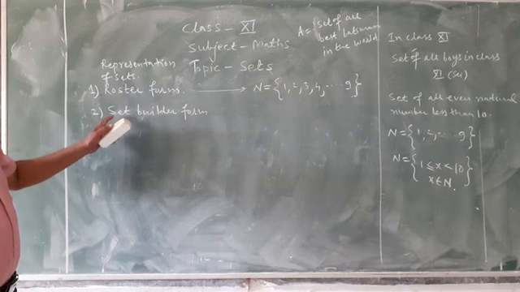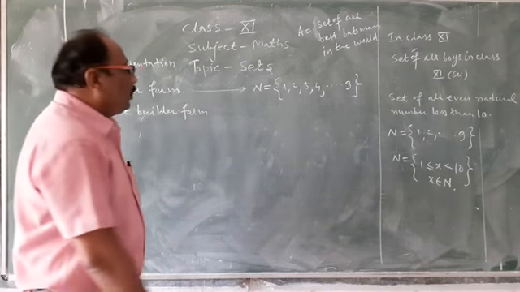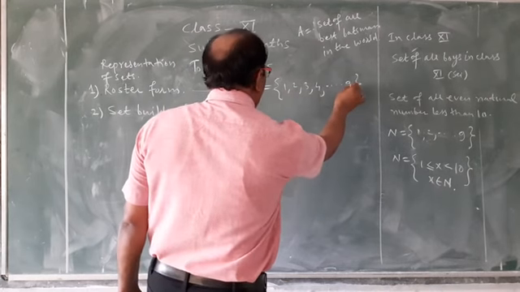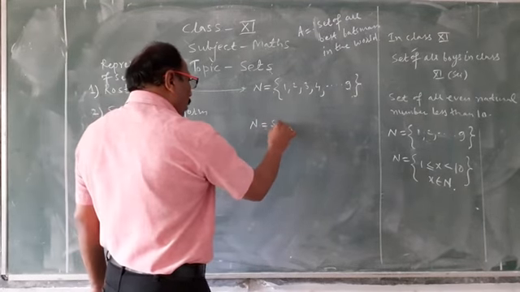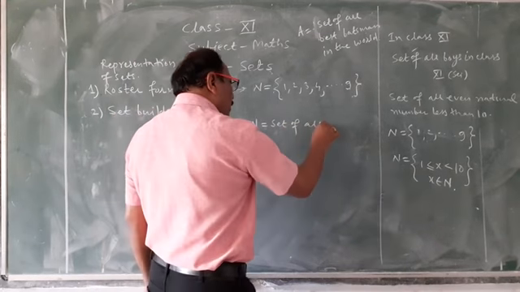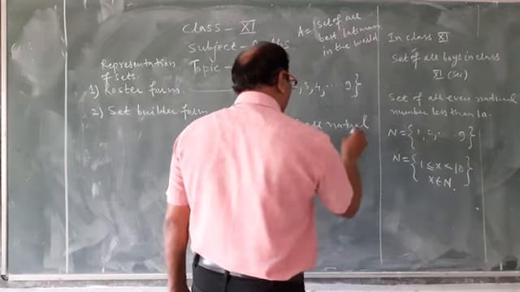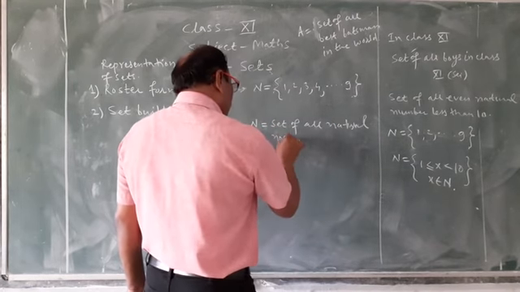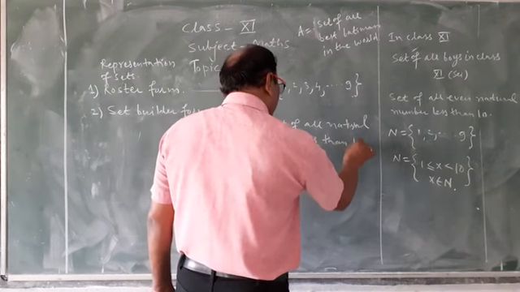Then the second one is we can represent any set in set builder form. Here the explanation is there. Suppose the set is 1, 2, 3, 4, 5, 6, 7, 8, 9. This set we write in set builder form as n is equal to the set of all natural numbers less than 10.